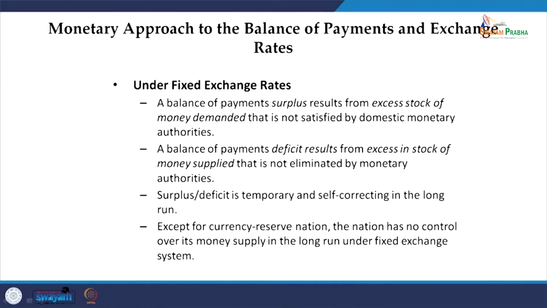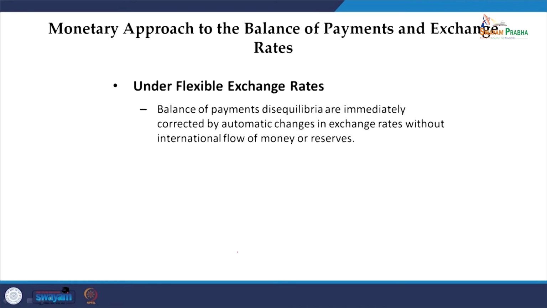Except for a currency reserve nation, a nation has no control over its money supply in the long run under a fixed exchange rate. How is it so? We will clarify with the help of a diagram. A basic clarification is that a non-currency-reserve nation actually has no control over its long run changes, especially in the fixed exchange regime, because there will not be much change in the exchange rate.